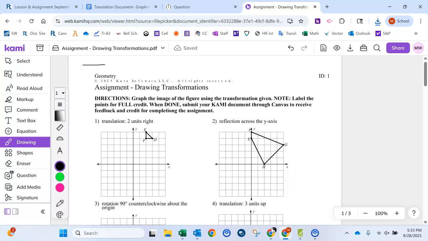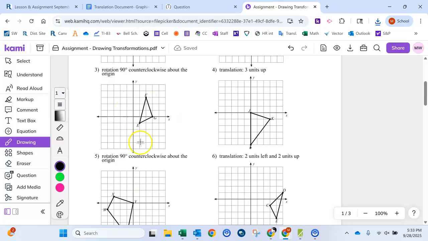Okay, so here we have the assignment. Please read this, but basically it says graph it using the transformation and label the points. What I mean by that is label the points is a little bit different now. In the previous assignments, we had multiple choices, right? And we would just pick the choice that matched what they were telling us. It would say translation, 2 units to the right, and we would look at the figures.